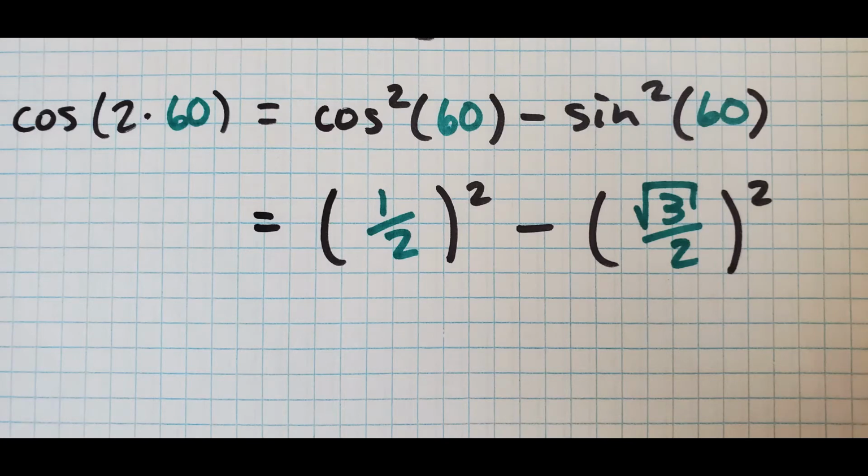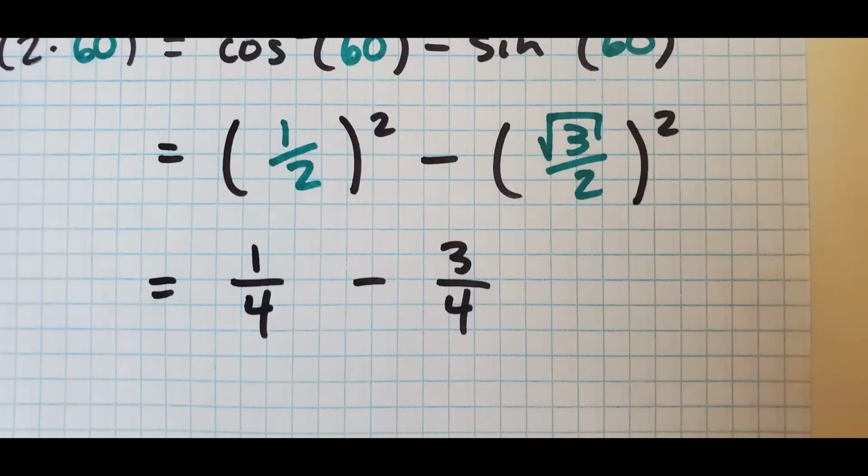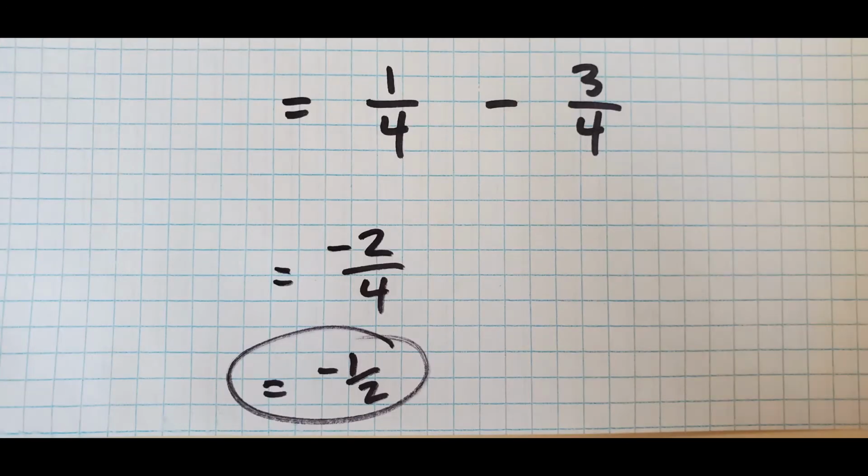And now, like I said, I toss those in parentheses so you can see that that's what we're squaring. And don't forget, when you square a fraction, you square the top and the bottom separately. So the first one's going to be 1 squared is 1, 2 squared is 4, so I get 1/4. The second one, square root of 3 squared, is just 3, and then 2 squared is 4. We're going to subtract those 2 fractions, and up top we're going to get negative 2 over 4. Negative 2 over 4 reduces to negative 1/2.